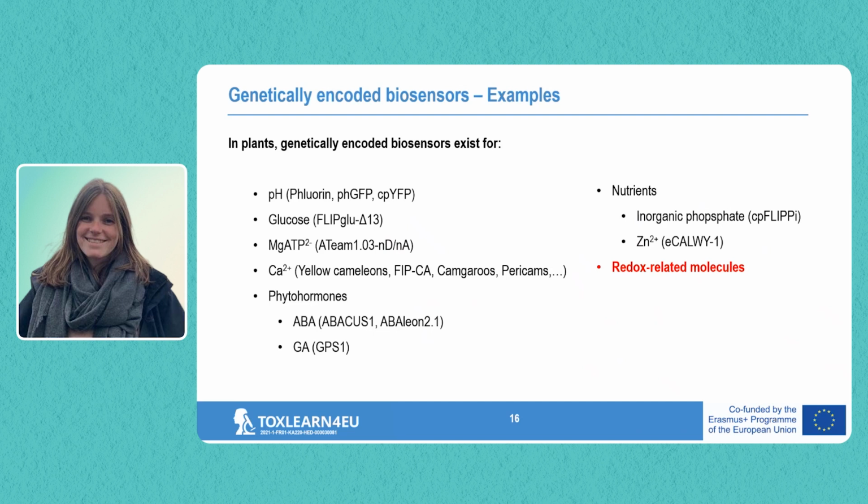But in plants, we already have quite a lot of these sensors. So for example, we have sensors for pH, for sugars such as glucose. We have a sensor for magnesium ATP, which is the form of ATP that enzymes use. There are a lot of sensors for calcium, also sensors for phytohormones, so plant hormones such as abscisic acid and gibberellic acid, but we also have sensors for nutrients such as phosphate or zinc. But the ones that I will talk to you more about today are the sensors for redox-related molecules.